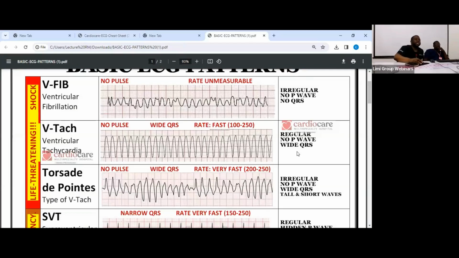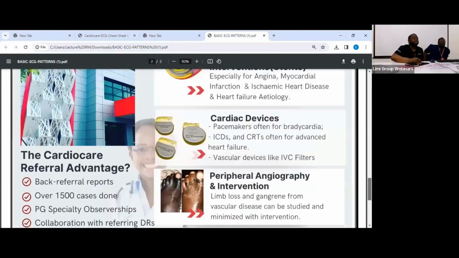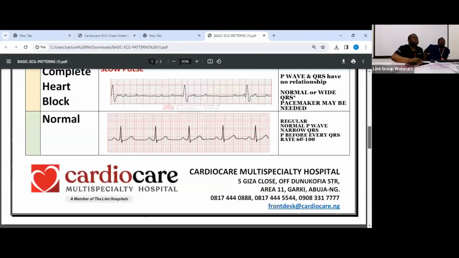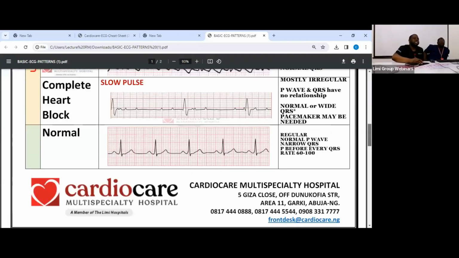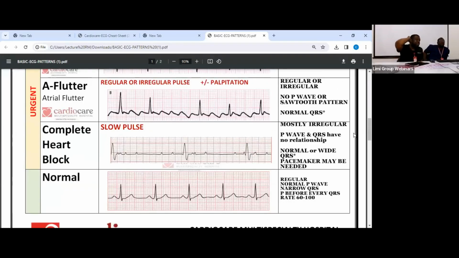If you look at this, these are some basic ECG patterns. The first one, let me start from down. So normal ECG: regular, the pulse is palpable, it is rated between 60 to 100, P wave before every QRS, narrow QRS. Every nurse, every doctor should be able to recognize this on your patient monitor and know what to do. The next one is the pulse is now very slow.